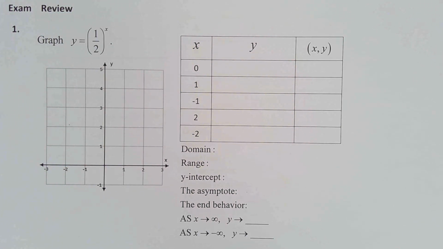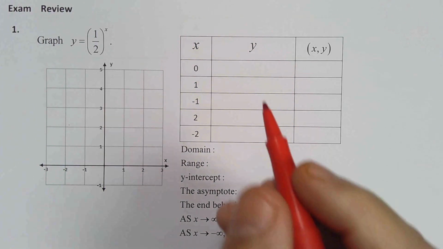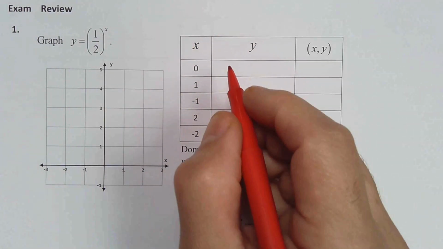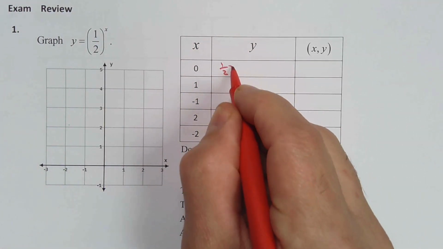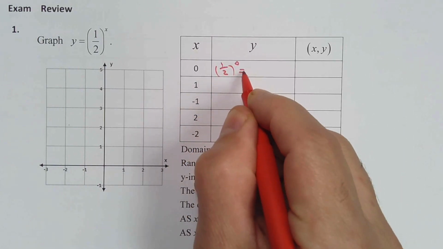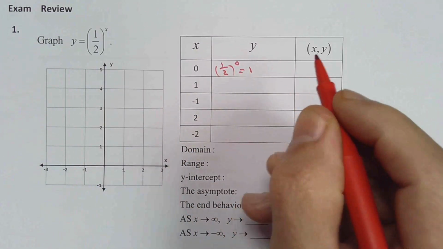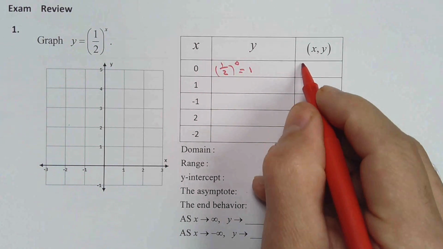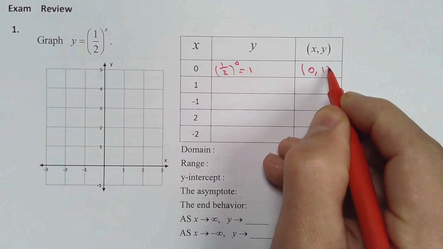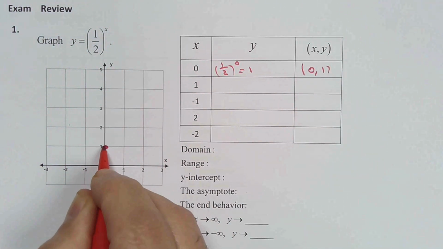Let's get started. The first question is about graphing an exponential function of the type b^x. We have (1/2)^x, and let's build a small table. Plug in 0, we have (1/2)^0, which is 1. Anything raised to the power 0 is 1, so we have (0, 1). That's this point right here.